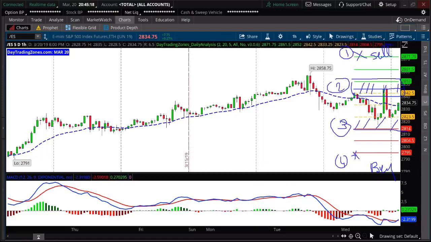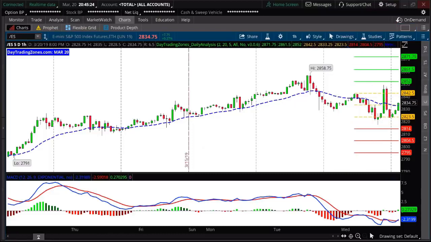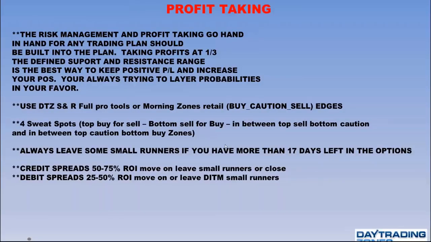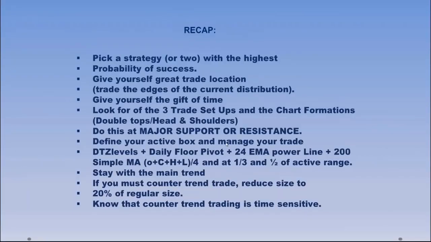Yeah, I hope that this nice, quick and sweet recap tonight is helpful to everybody in the room and to help you. So let's go again and let's recap for everybody watching this. Recap number 1, pick a strategy with the highest probability of success. Give yourself a trade location. Trade the edges of the distribution curve, caution zone, buy zone, caution and sell zone.